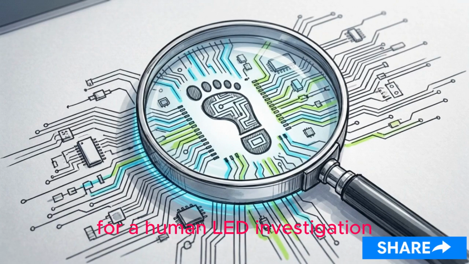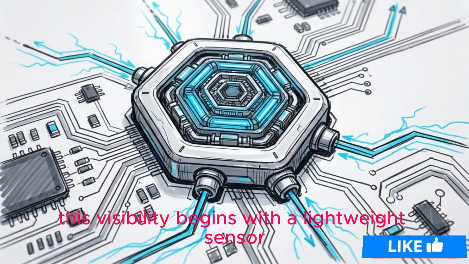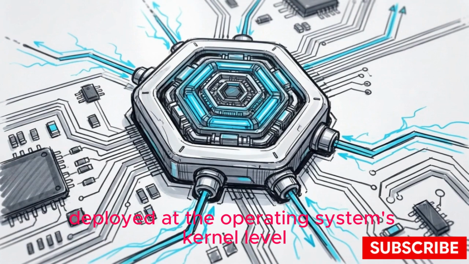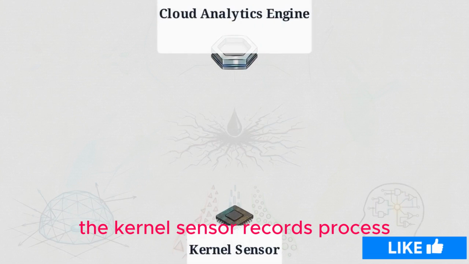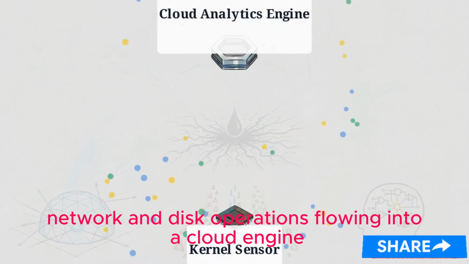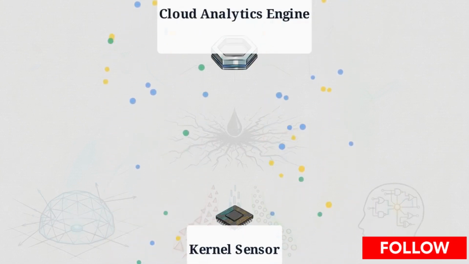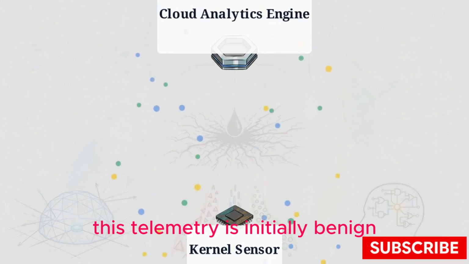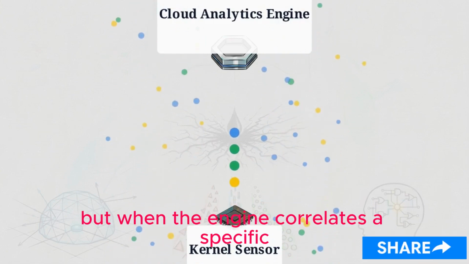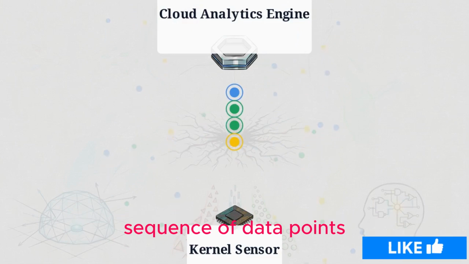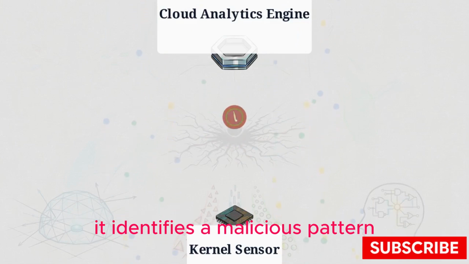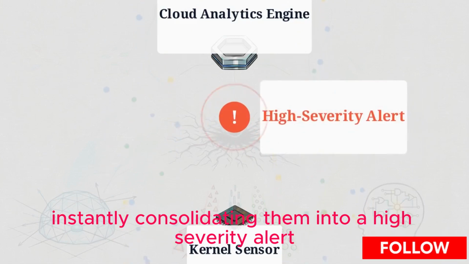Modern endpoint security acts as a continuous surveillance mechanism designed to provide the necessary context for a human-led investigation. This visibility begins with a lightweight sensor deployed at the operating system's kernel level. The kernel sensor records process, network, and disk operations flowing into a cloud engine. This telemetry is initially benign, but when the engine correlates a specific sequence of data points, it identifies a malicious pattern, instantly consolidating them into a high-severity alert.